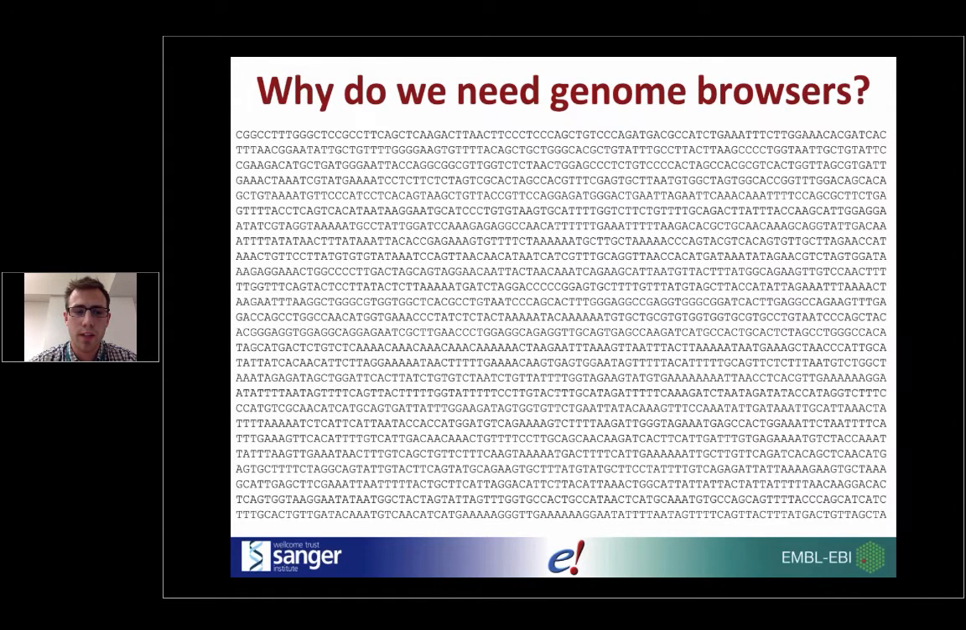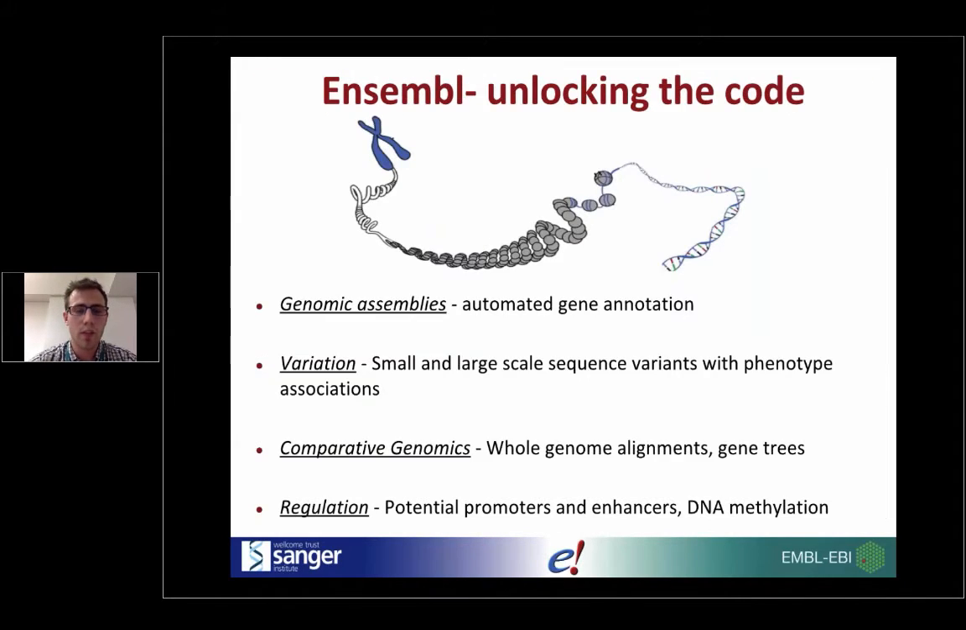So all of these sequencing efforts are resulting in the accumulation of a large amount of raw sequencing data, which without any context or annotation seems to be quite meaningless. So this is where genome browsers, and in particular Ensembl, aim to process all of this data. They try to make it accessible and meaningful. And Ensembl does this in a variety of ways.